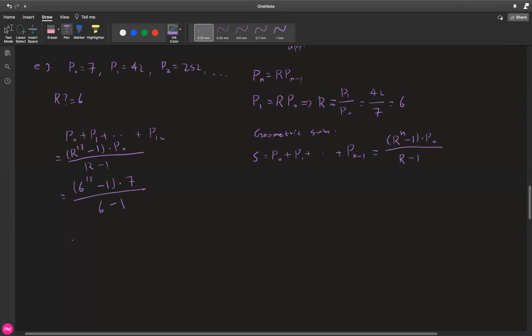And if you plug this into a calculator correctly, you will end up with, I think, 18 billion 284,971,621.